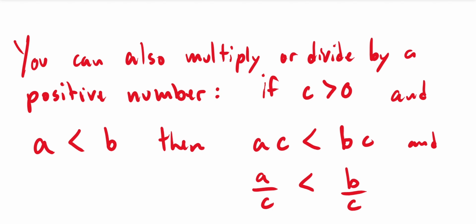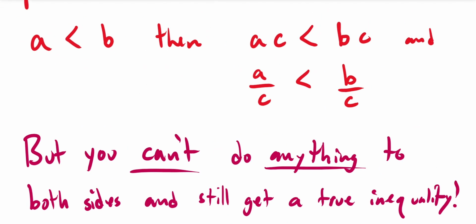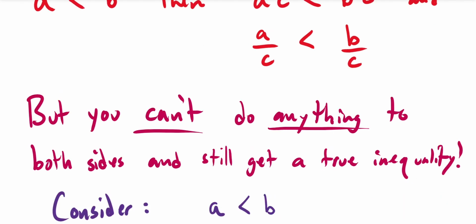But you probably notice from this caveat that the number needs to be positive that something else is going on with inequalities. We can't just do anything we want to both sides and still get a true inequality. Let's see why that might be the case. It's going to have to do with that symmetrical property of inequalities and the relationship between greater than and less than. Let's just consider the statement A is less than B.